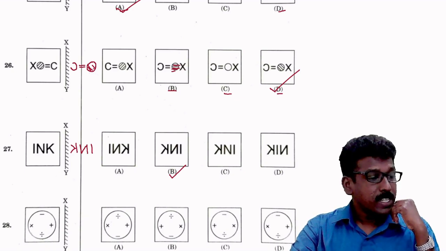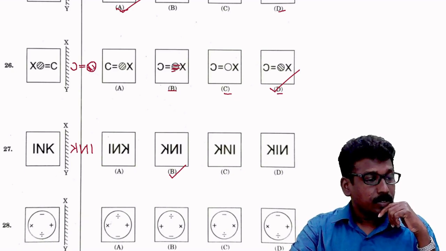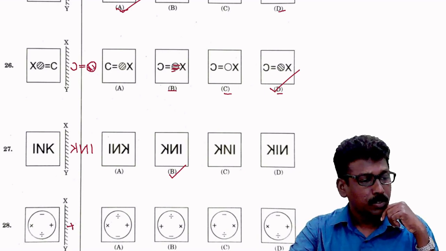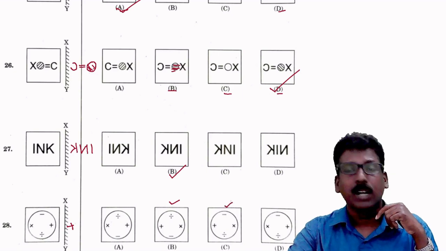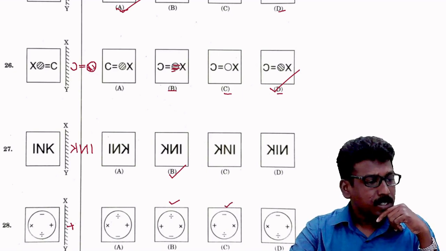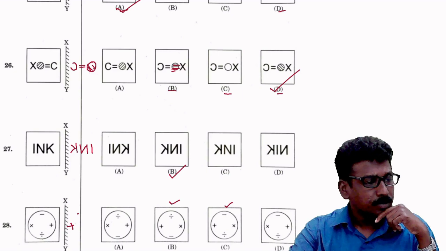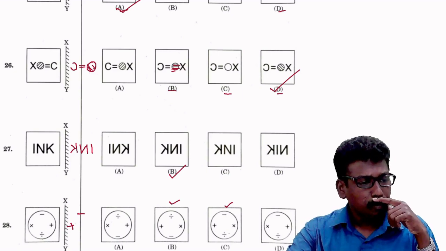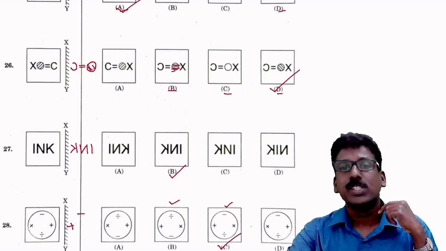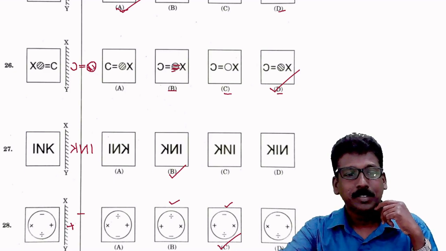Question number 28. Here plus mark comes, that means B and C have a plus mark there, and here a minus mark comes in C, so C is the correct answer. Now look at the next part.